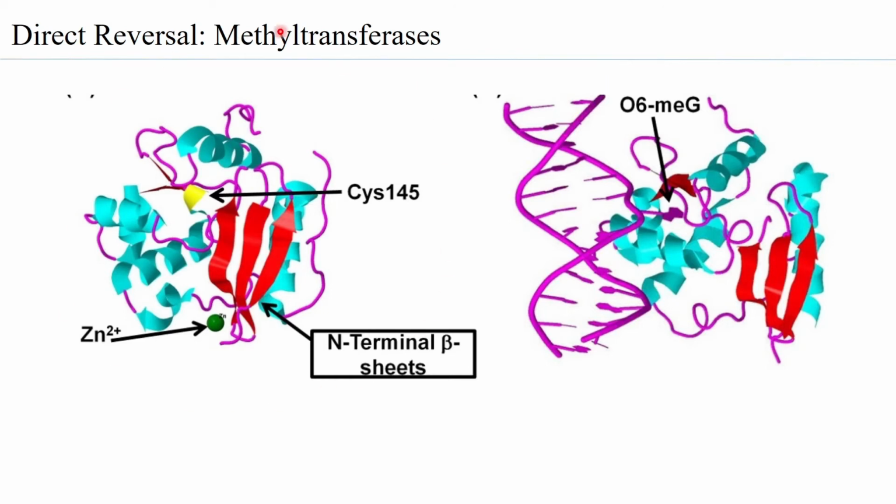As mentioned earlier, it is a monomer, but it has several important domains present in the monomer. One important C-terminal motif that is present is the helix-turn-helix motif. It also has a zinc finger. It also has the conserved cysteine 145, and it has beta sheets present at the end terminal. Together, all of these enable binding to the DNA. So you can see that the helix-turn-helix binds specifically to the DNA, and the recognition helix binds to the methylated adduct.